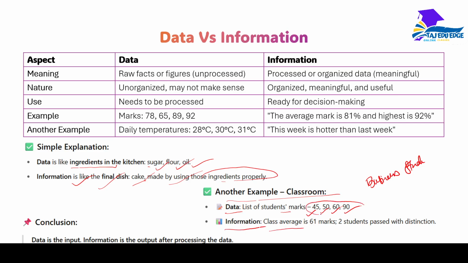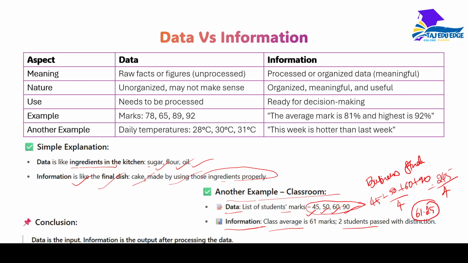If you add up all these marks and divide it by 4, like say 45 plus 50 plus 60 plus 90. As you know, here 60 plus 90 is 150, 150 plus 50 is 200, 200 plus 45 is 245. 245 divided by 4. So if we divide 245 by 4, then we will get 61.25. That is on an average marks of the students. Here we can see average marks of the student is 61.